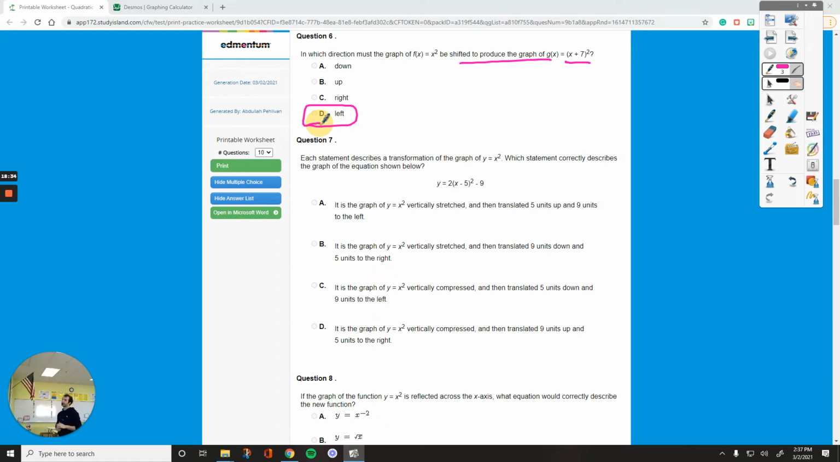And then question 7. Okay, let's check that one out. We have y equals x squared. We multiplied it by 2. We subtracted 5 from x. That means right 5 units. And then this right here is in the end. That is down 9. Okay, let's see. Right 5, down 9.